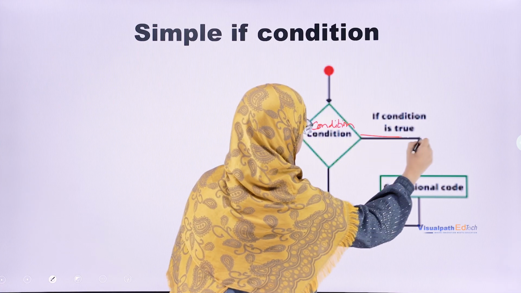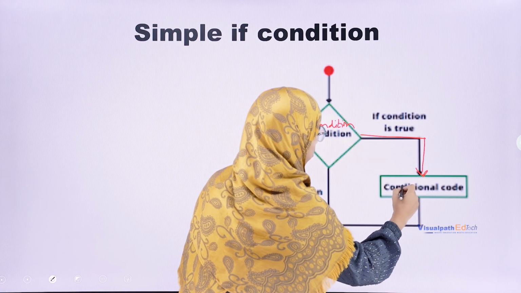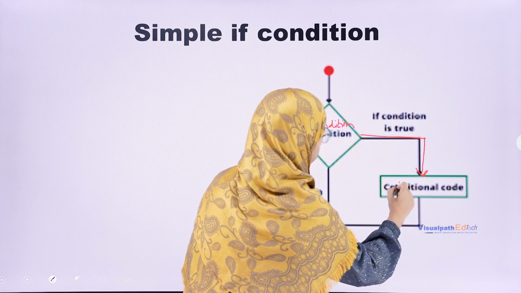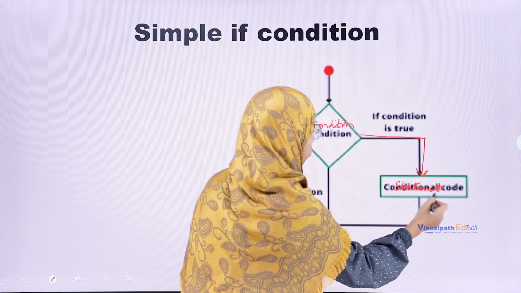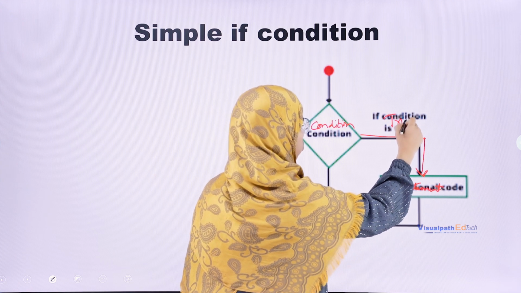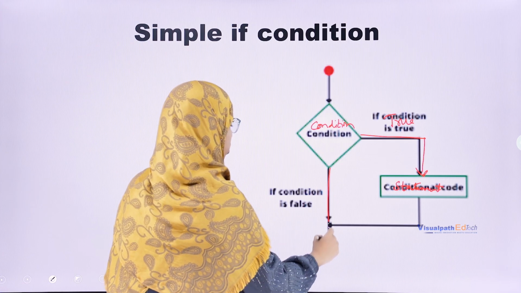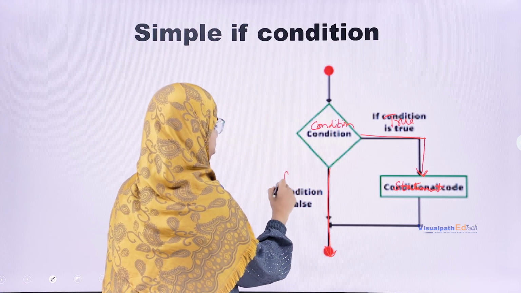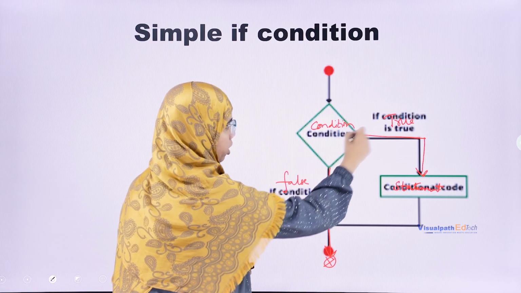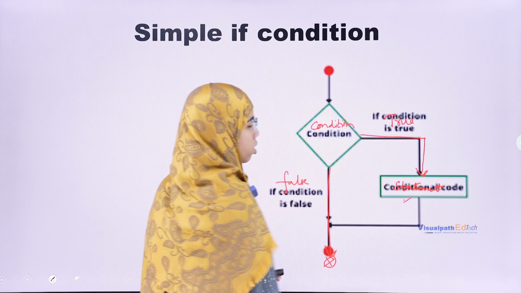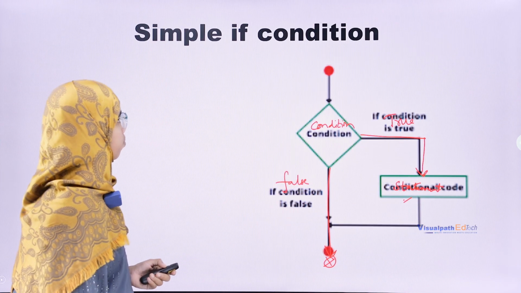If the condition is true, then it will execute the statement, the conditional code or set of statements, for printing or executing. If it is true, then only it is applicable. If it is false, it will simply terminate. In the case of false, it will terminate the block. In case of true only, it will execute the statements there.